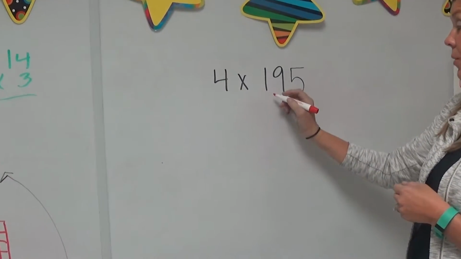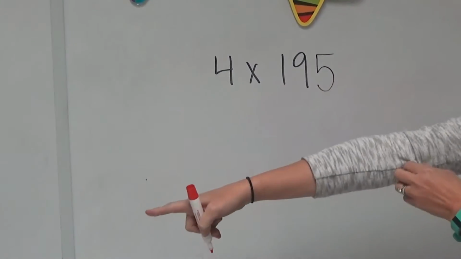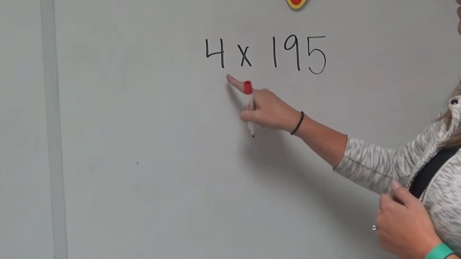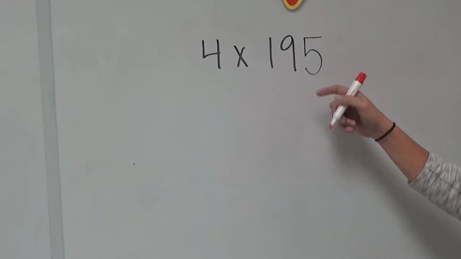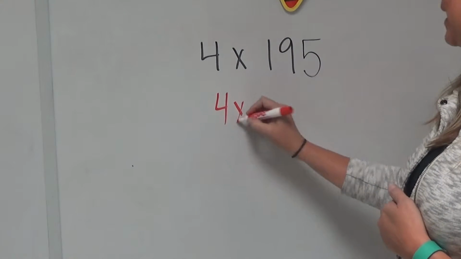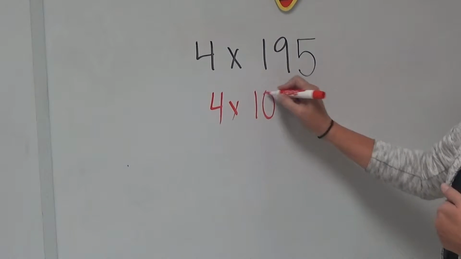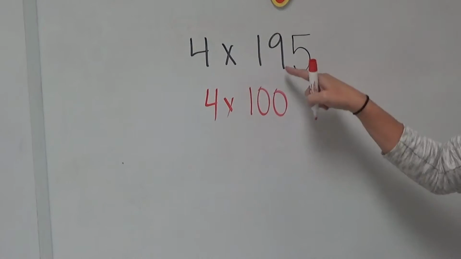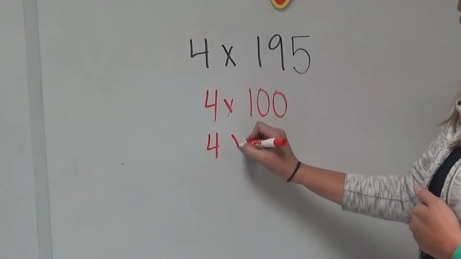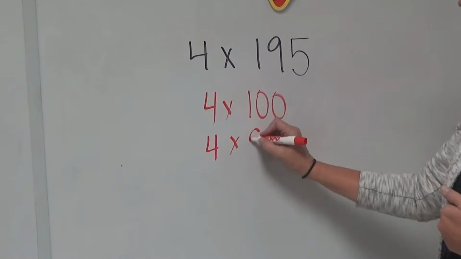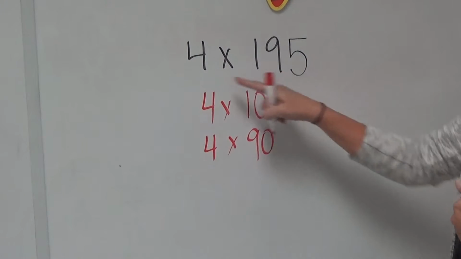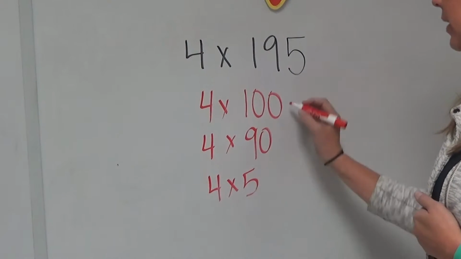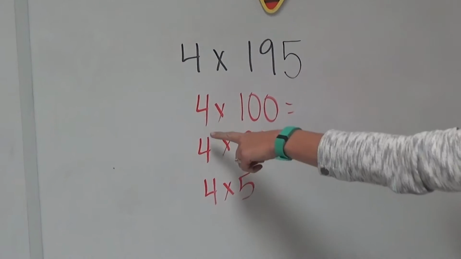And so I am going to do a different way than the area model over here. I'm going to take 4 times each one of these digits. So my first one is 4 times what would be 100, because the value of the 1 is 100. My next one would be 4 times 90, because that's the value of the 9. And then I can do 4 times 5.